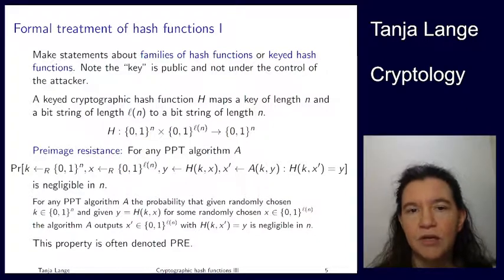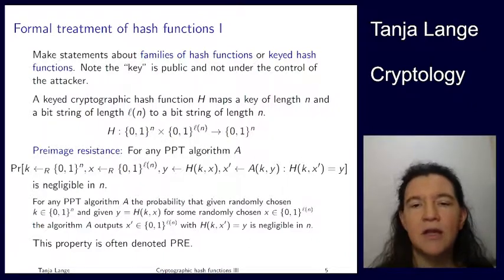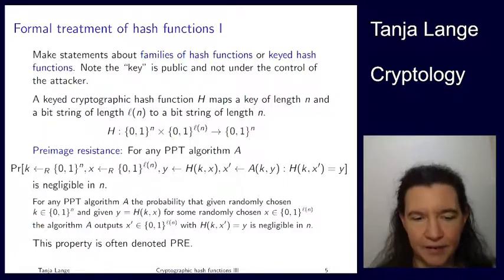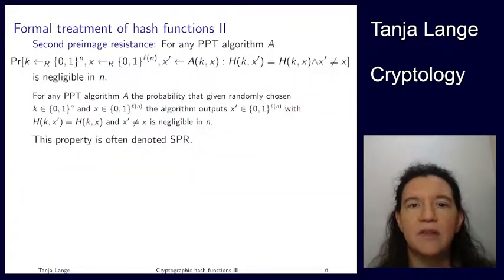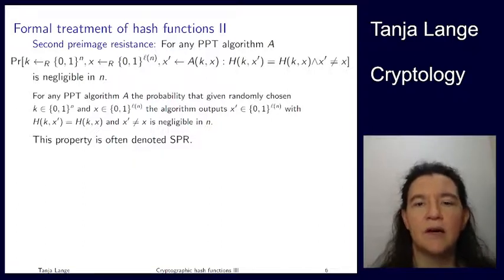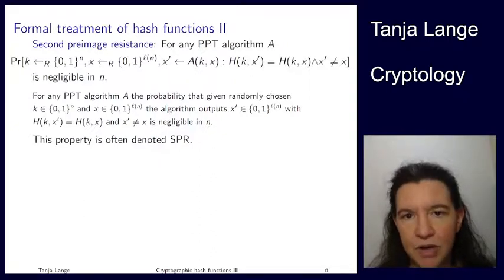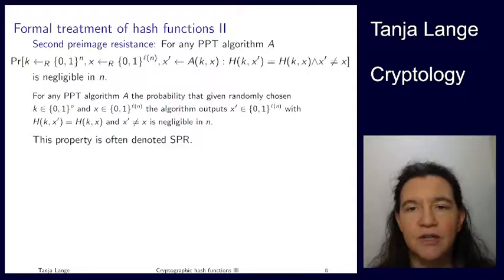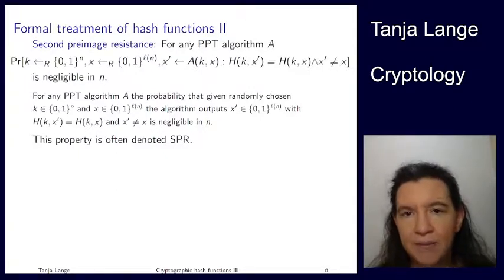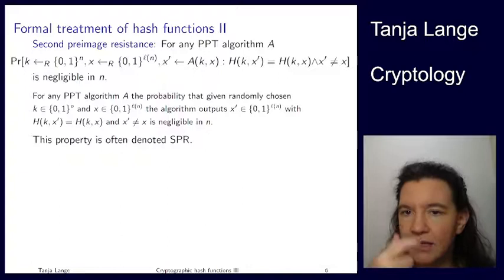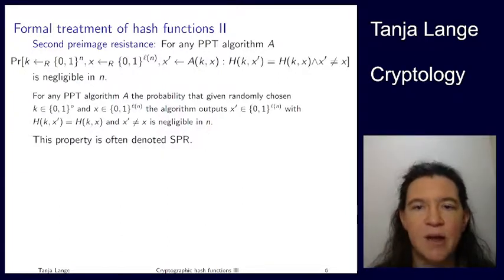And then the other two, second preimage resistance and collision resistance, will have similar formulas. So on the next page, remember that our hash function now takes two parameters, a key and a message, and continues to map to bit strings of length n. Now, the second preimage resistance, in this case, the algorithm is given the key k and x, both of which are randomly sampled, and then the algorithm is supposed to output another preimage. So it's supposed to output an x prime such that two things hold, namely that x prime maps to the same value as x under key k and the hash function, and x prime is not the same as x.